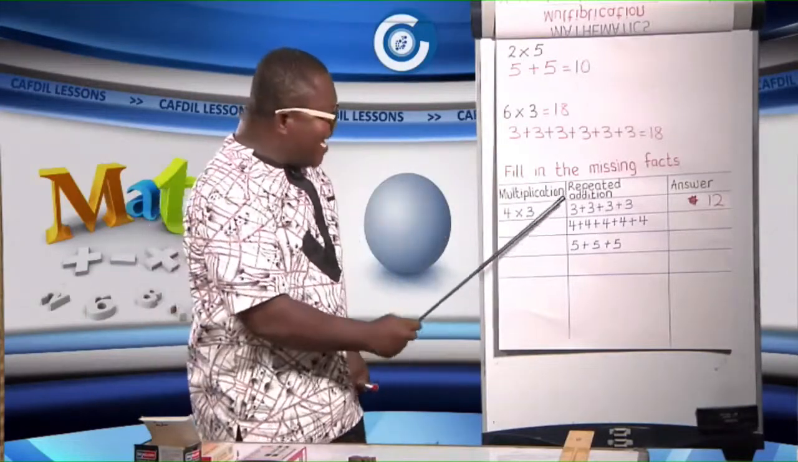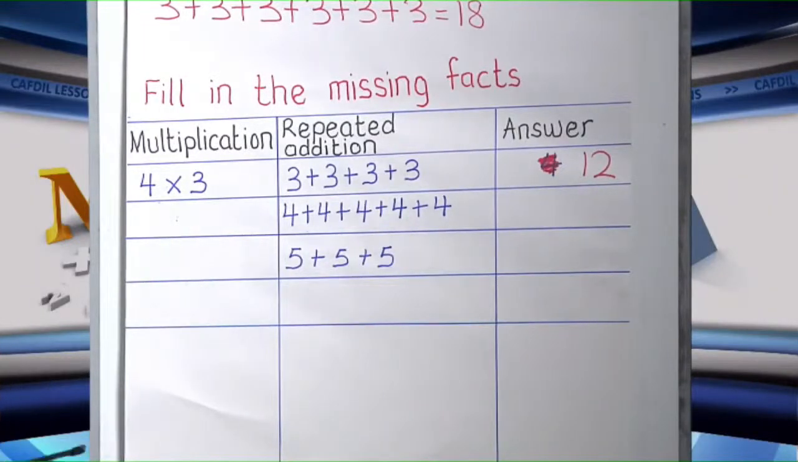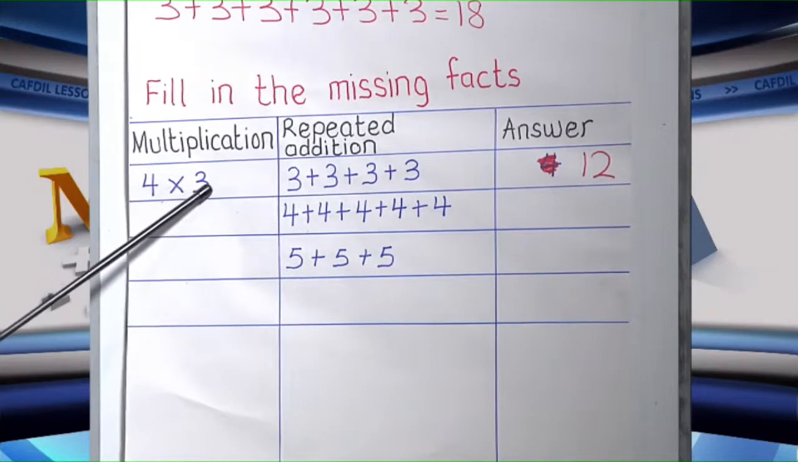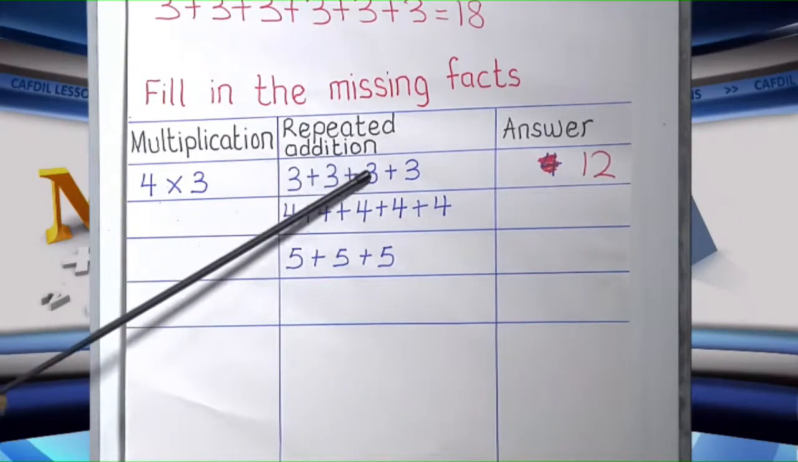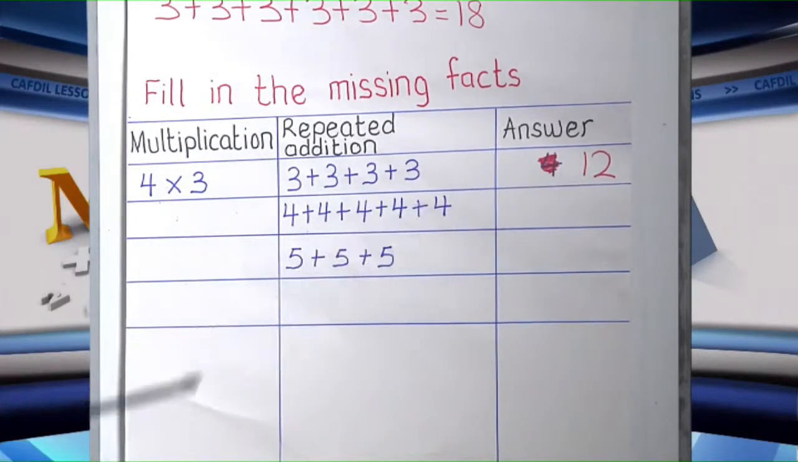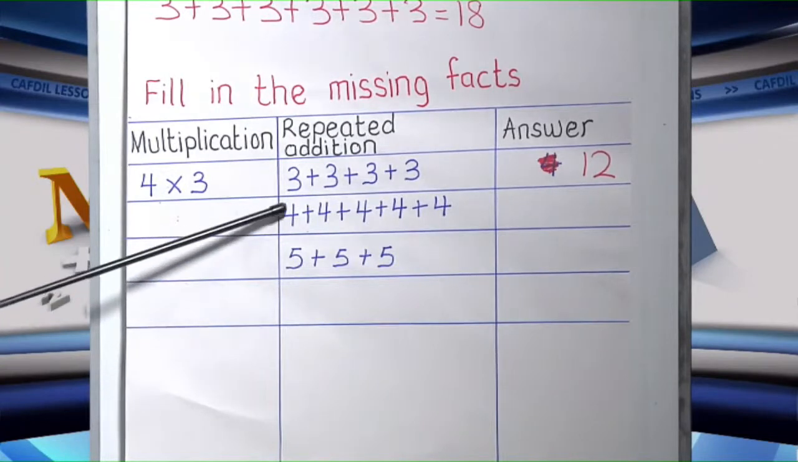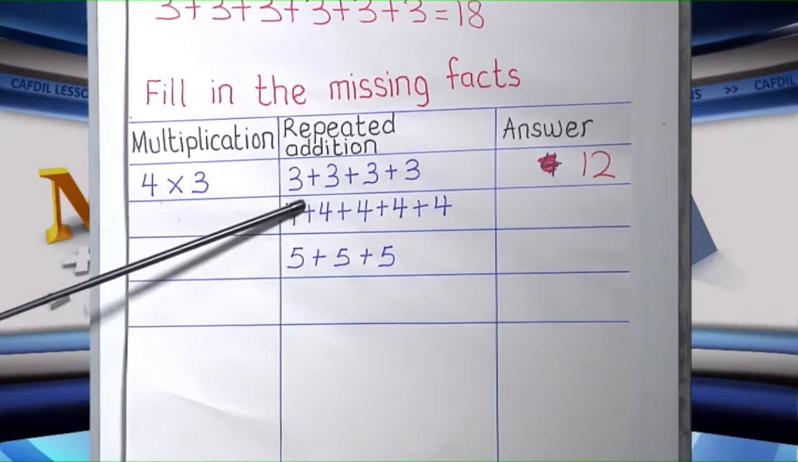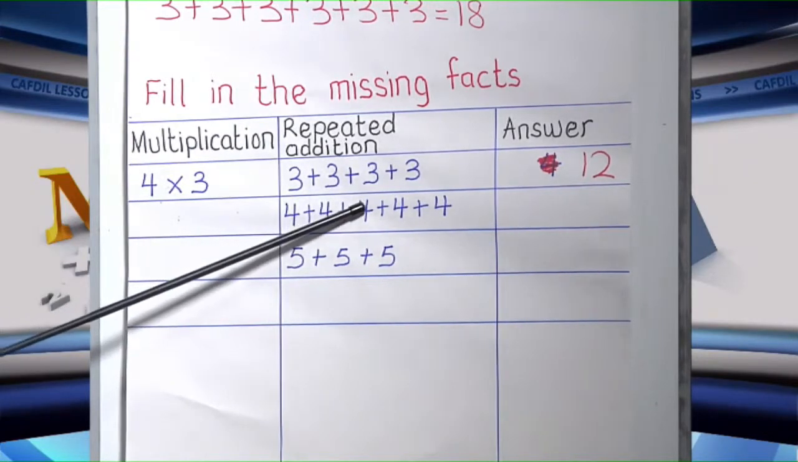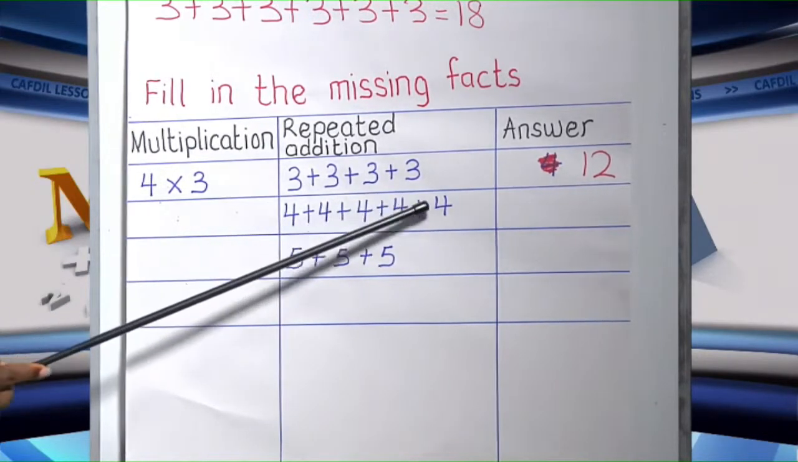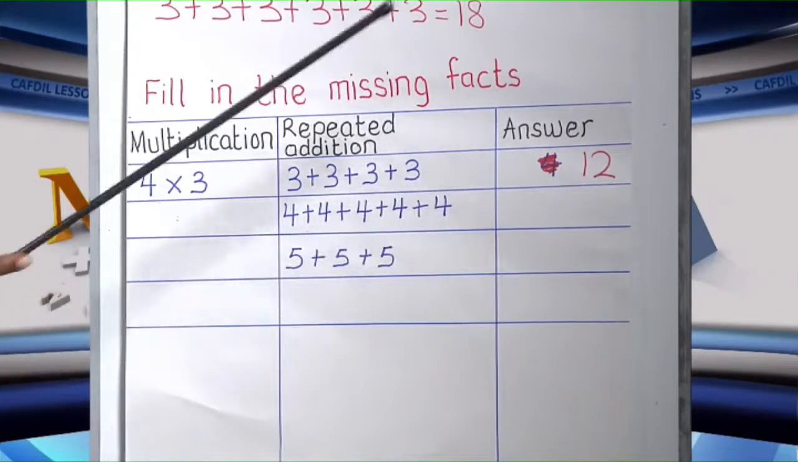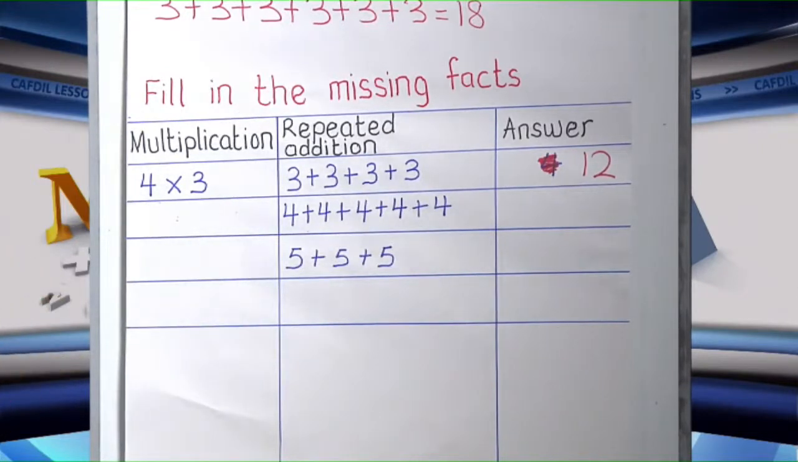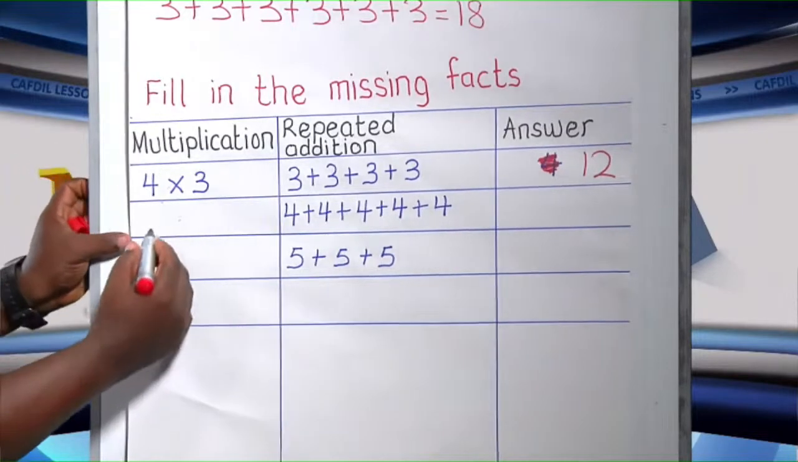Now, let's come to the second one. 3 times 4 is the same as 12. Or you can also say 3 plus 3 plus 3 plus 3, the same as what? 12. Now, let's come to the second one here. Look, this one they didn't write it for you. So, we have 4 plus another 4 plus another 4 plus another 4 plus another 4. So how many 4s are there? 1, 2, 3, 4, 5.